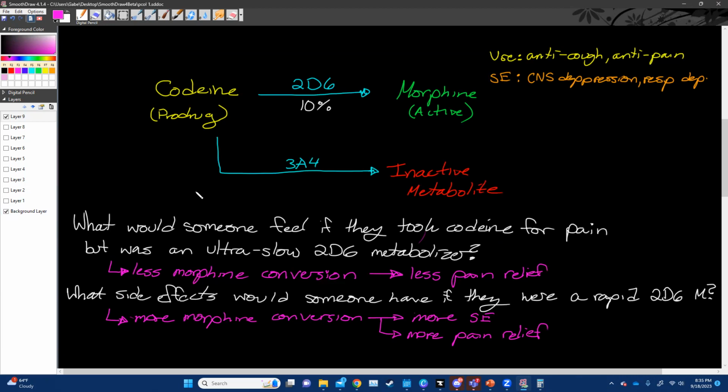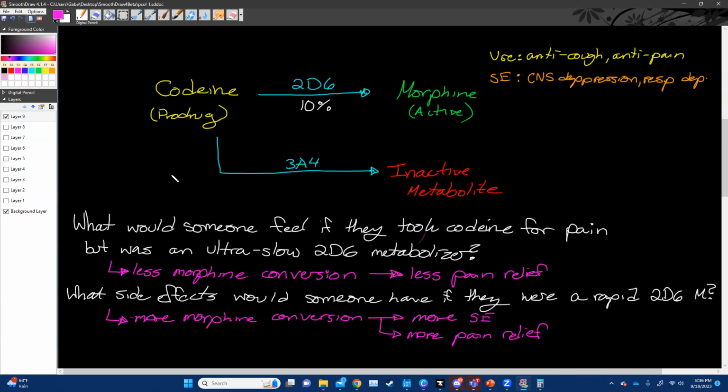Is codeine a good option for someone who is a slow metabolizer at 2D6? No. Bad option. And this is the power of pharmacogenomics, right? Would you ever want to give codeine to someone who needs it for pain and they are a slow metabolizer? No, they get no pain relief.